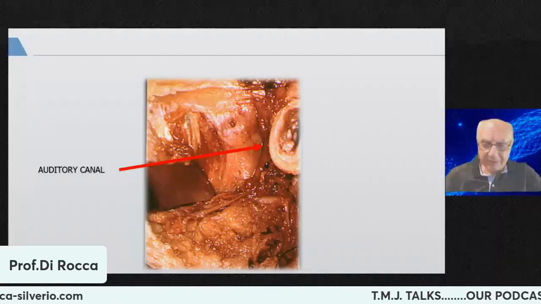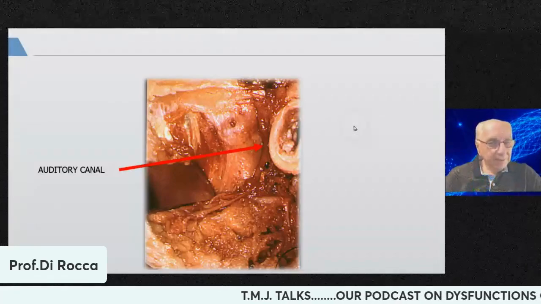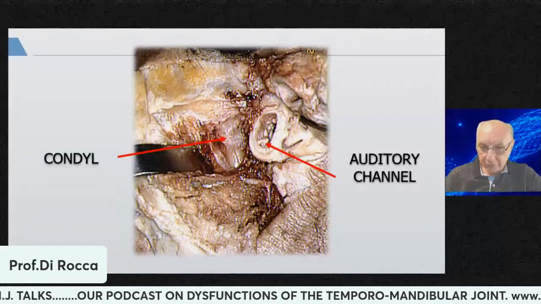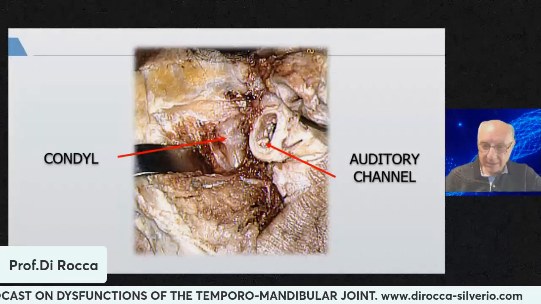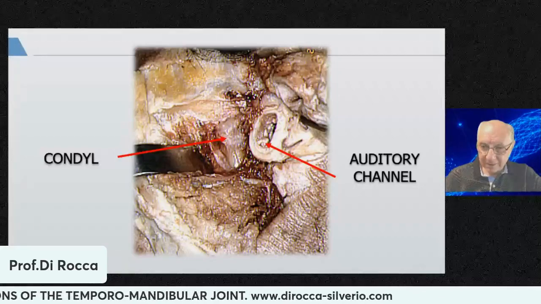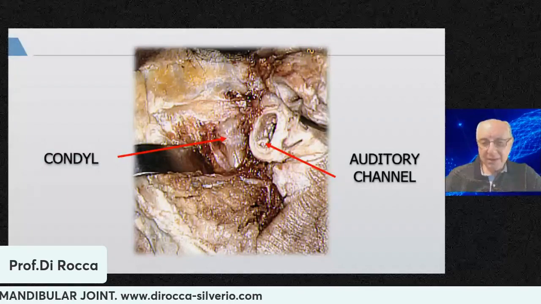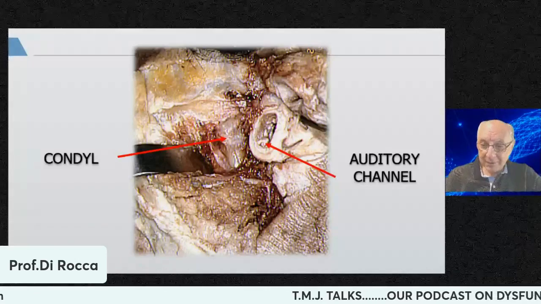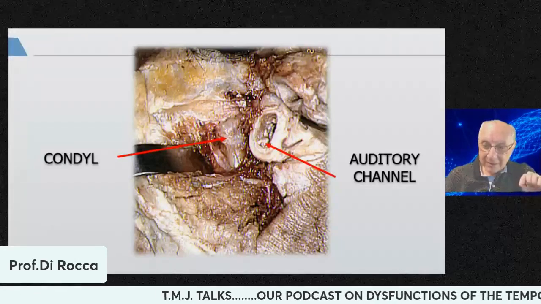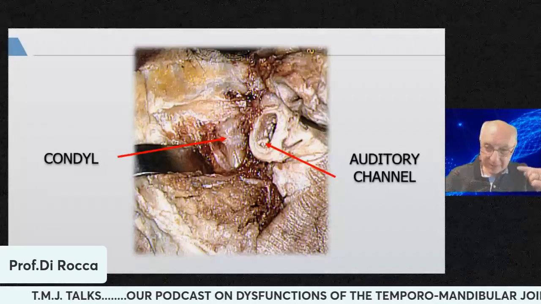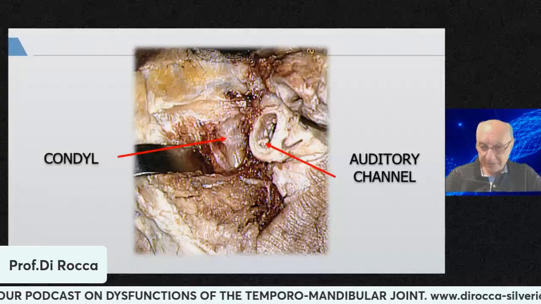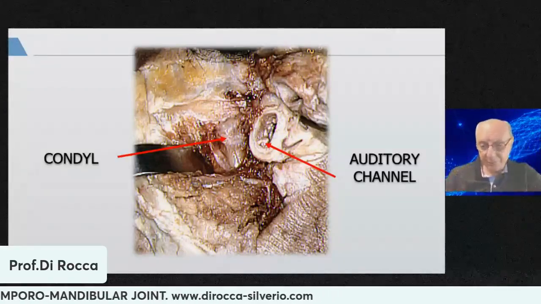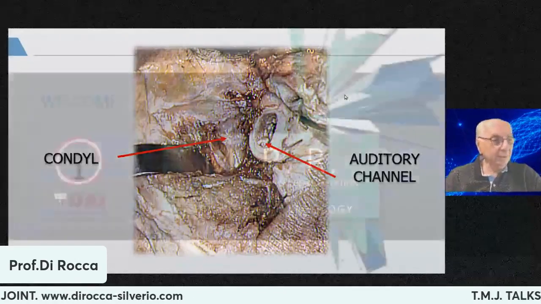This is very flexible. Let me go ahead, okay? You see the relationship between condyle and auditory channel. And obviously, also there, we have otolitis, we have equilibrium. Imagine any situation that is pushing back the temporomandibular joint is compressing the otolitis and is also creating balance disturbance. That's very important for diagnosis.